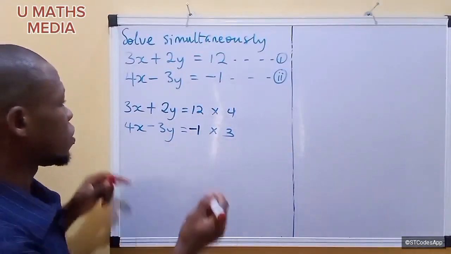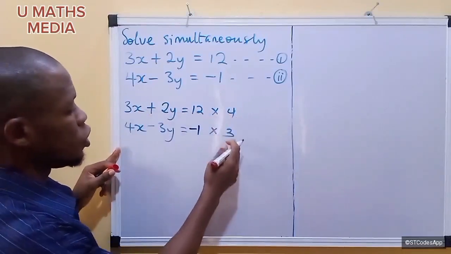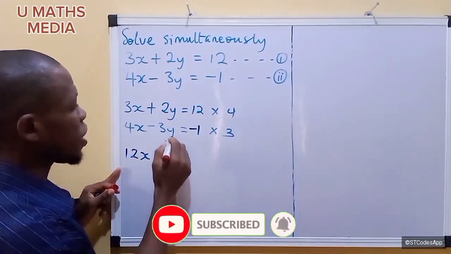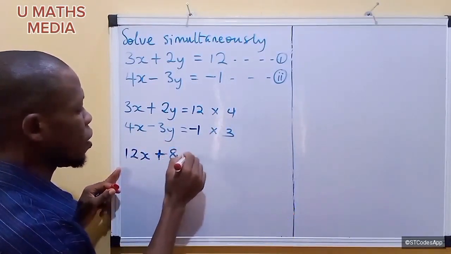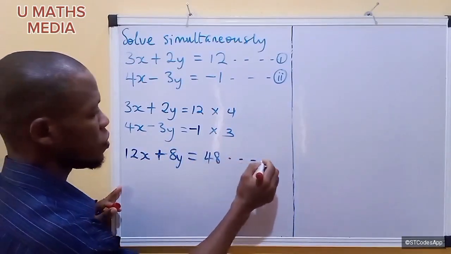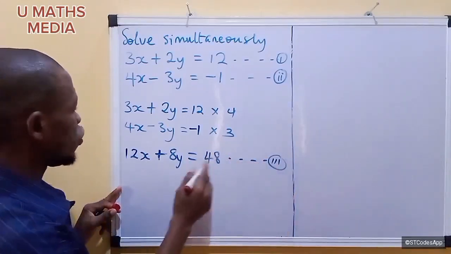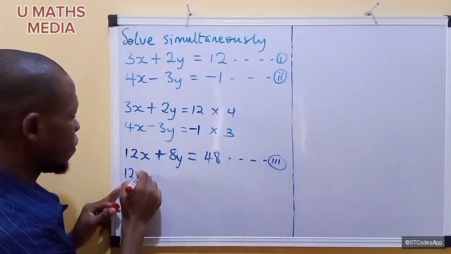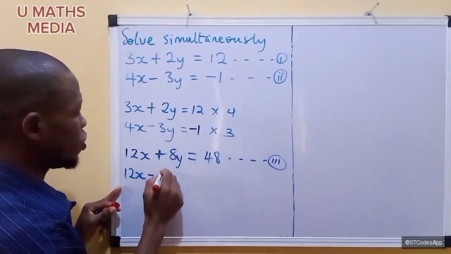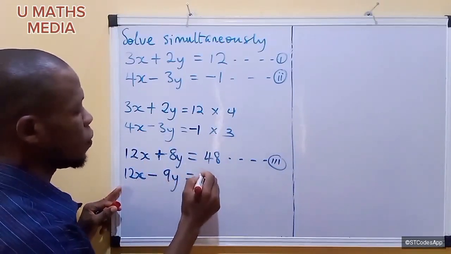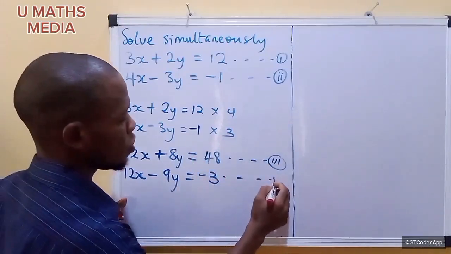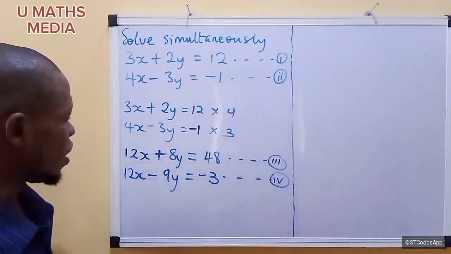Now let's multiply out. 4 is going to multiply equation 1, 3 is going to multiply equation 2. So 4 times 3 gives us 12x, 4 times 2 is 8y, equals 4 times 12, 48. This gives us equation 3. 3 times 4 is 12x here. Minus times plus here is minus. 3 times 3 is 9y, equal to 3 times minus 1, which is minus 3. This is equation 4. Now we can eliminate.